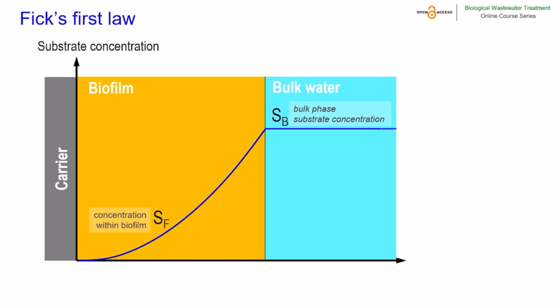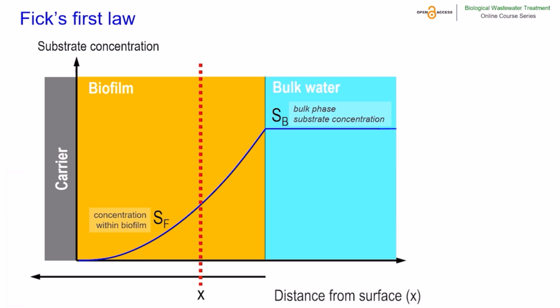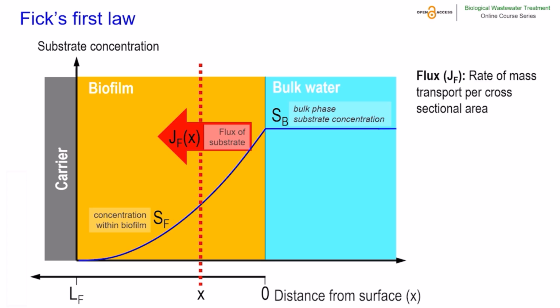We're now introducing a new coordinate system where x is the distance from the surface of the biofilm. Thus, x equals 0 at the surface of the biofilm and L_F at the base of the biofilm. In this system, we now introduce J_F, which is the flux of substrate at a given location x. Flux means the transport of substrate at a given distance from the surface of the biofilm per unit area and per unit time. The red arrow indicates the direction of the flux.